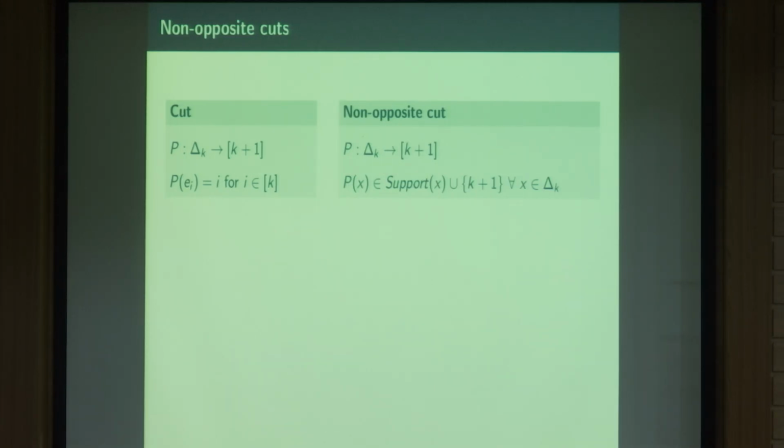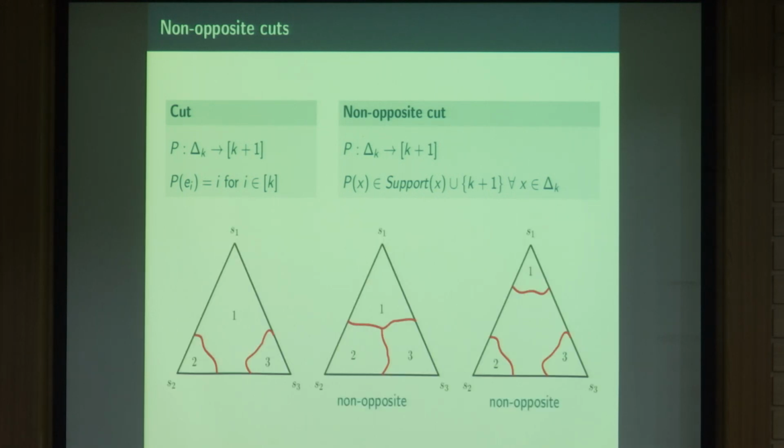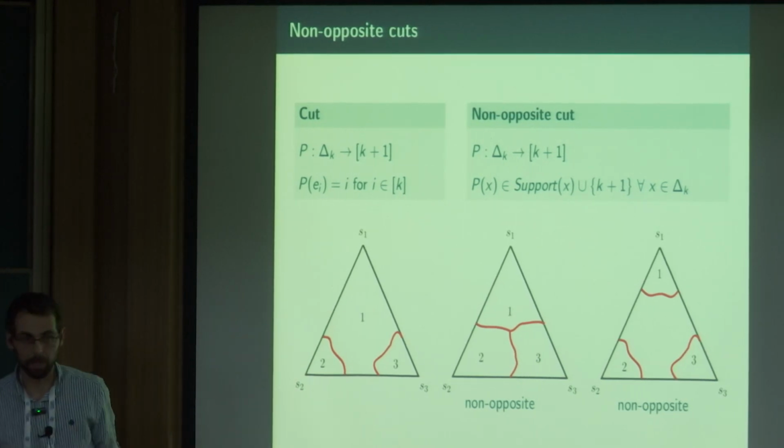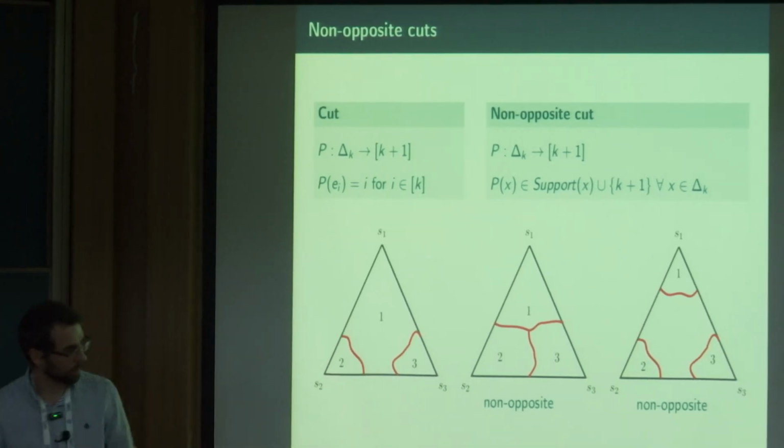And if we are using k plus 1 colors, then we will call a cut a non-opposite cut, which, at this point, it's not clear why non-opposite cuts are interesting. So we call a cut a non-opposite cut, maybe I will show the picture because it's easier to understand, if for every point of this simplex, the color of that point is either this dummy color, the k plus 1, or it's a color which appears in the support of the given point. Okay, so for example, this first cut is not a non-opposite cut because we have some points on this side of the simplex having color 1, and that's forbidden. Okay, but the other two cuts are non-opposite cuts.